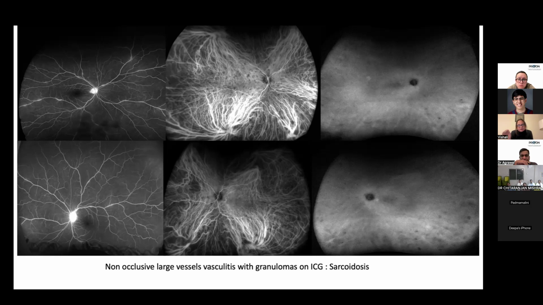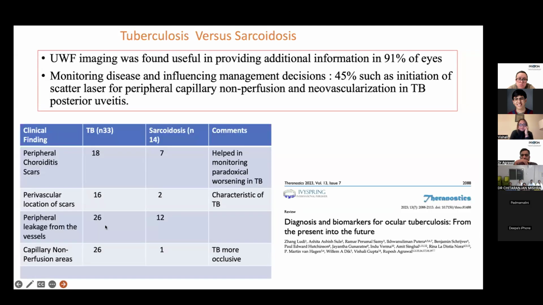It does not show those round granulomas of sarcoid because sarcoid granulomas are typically stromal, deep embedded. So you see them as round little spots throughout. So it's a non-occlusive large vasculitis with granulomas on ICG: sarcoid. Do I need any investigation? Maybe as a courtesy to the patient, or for myself, I want to confirm, but this imaging gives me enough confidence to make the diagnosis.